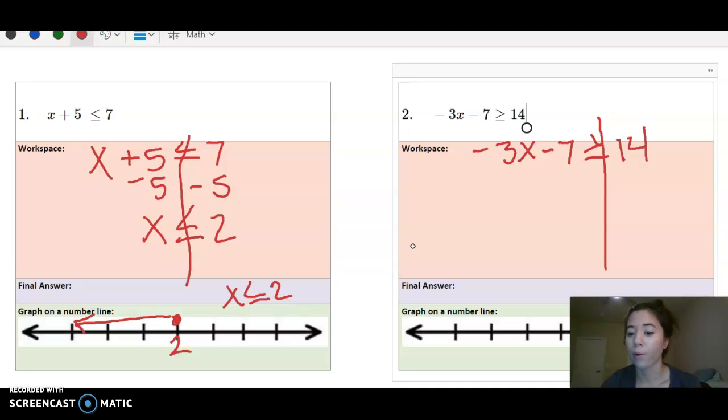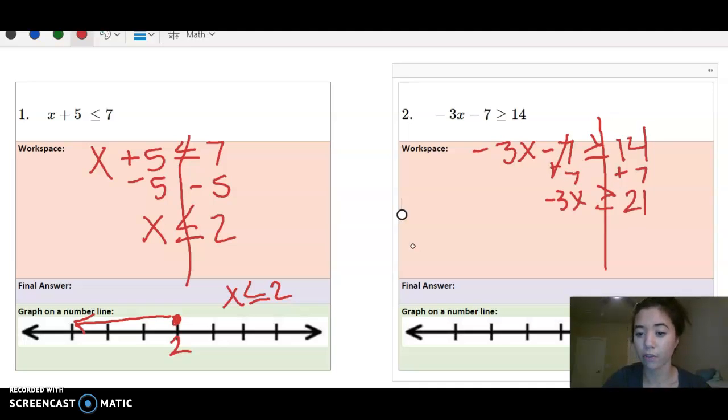Again, remember, we always get rid of subtraction and addition first before multiplication. So I get rid of the minus 7 by adding 7. And that leaves negative 3x is greater than or equal to 21. Now I have negative 3 times x, so I get rid of the negative 3 times by dividing. The 3's cancel, and I'm left with x. And then 21 divided by negative 3 is going to be negative 7.